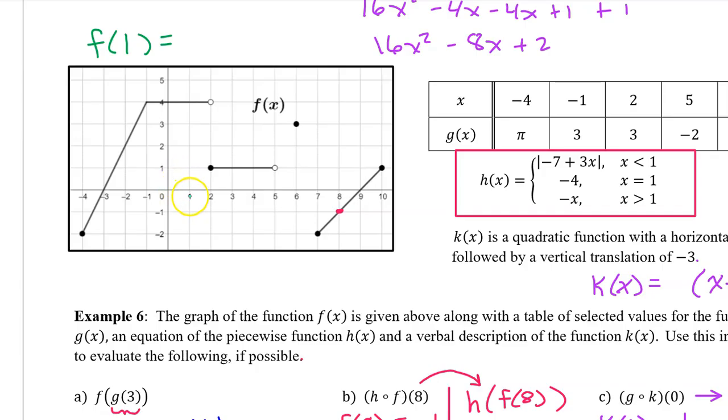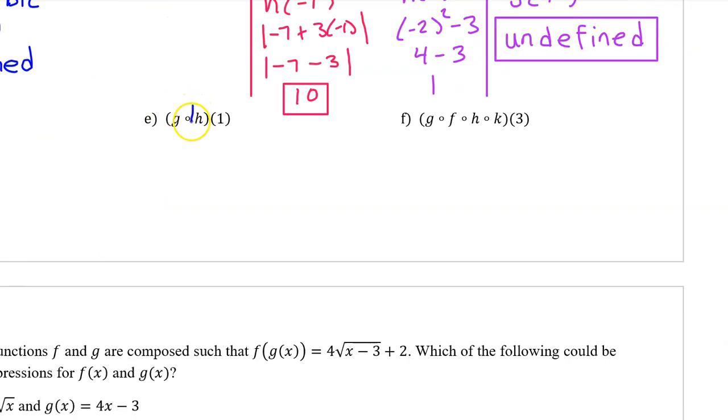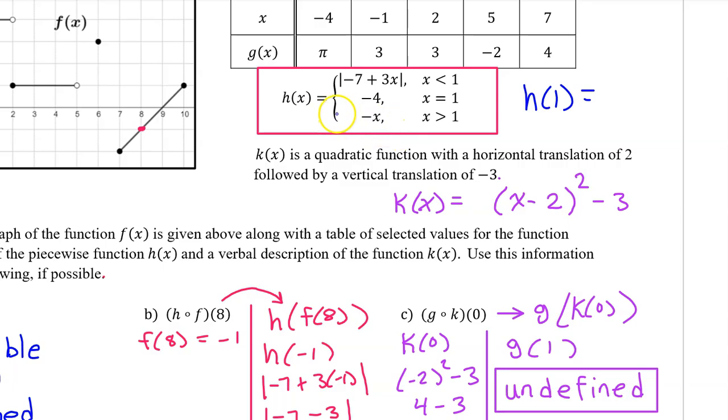Back to the graph. Here's the input value of 1, and here is f at 1. F at 1 is 4. That's the final answer. Part E. First, we need to do this part and find h at 1. h is the piecewise function. Which piece applies at an x value of 1? Well, the domains over here tell us that when x equals 1, this middle piece applies. In other words, h at 1 is simply -4.